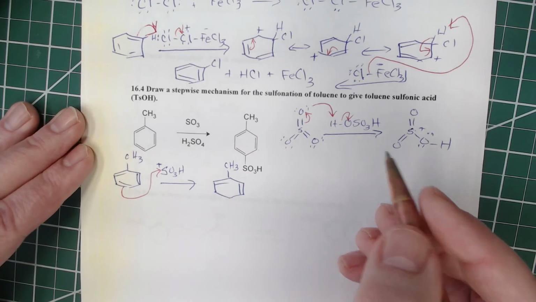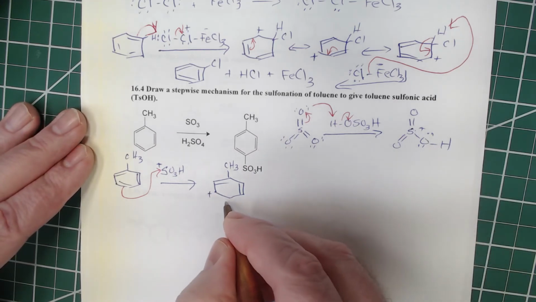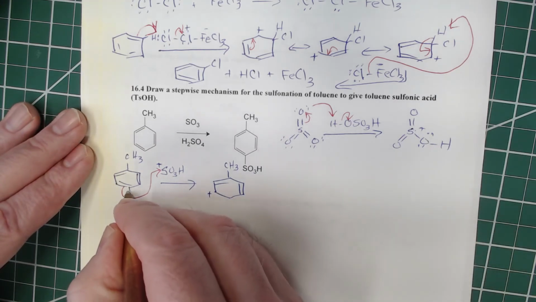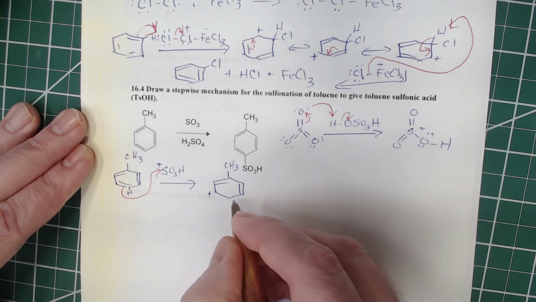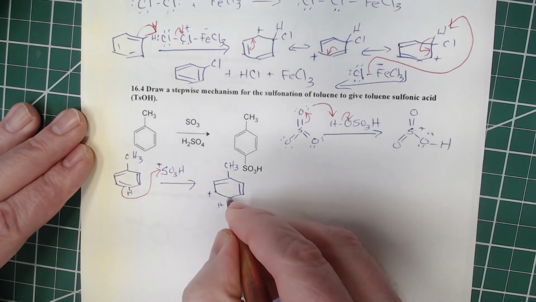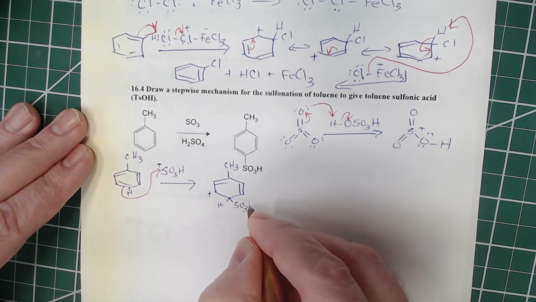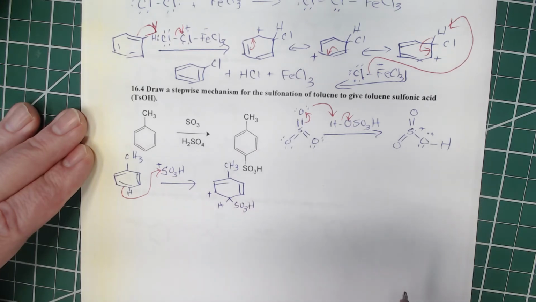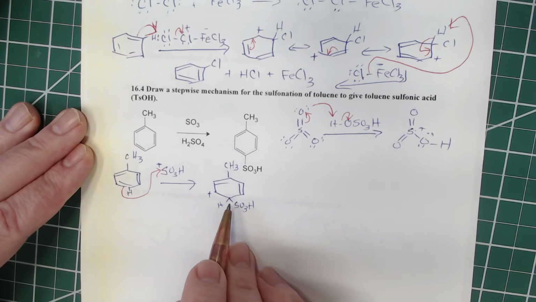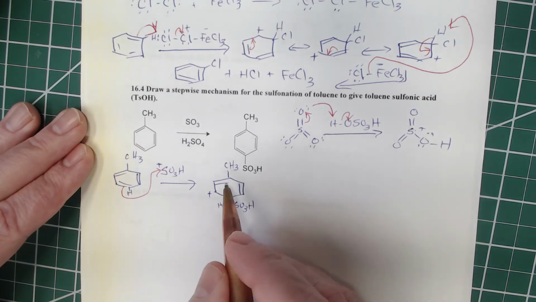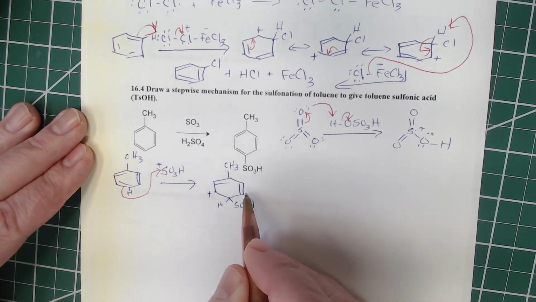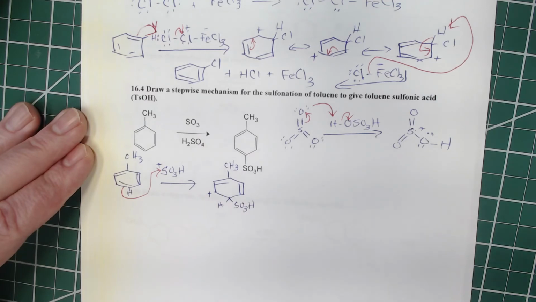All right, and here we've got a positive charge there. I'll go ahead and put this hydrogen in so that we can keep track. So hydrogen, SO3H. All right, so now that we've got that, let's draw the 3 different resonance structures, one where the positive charge is here and one where the positive charge is there.